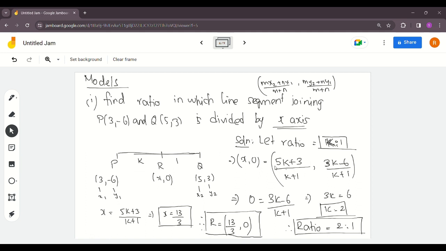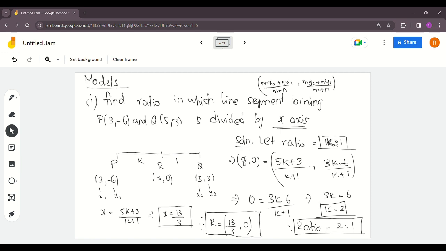So that is nothing but 5k plus 3, because m x2. So 5k plus 3 divided by k plus 1, comma 3k minus 6 divided by k plus 1. So here what we have to do after writing this is, we just have to equate the y coordinate, because y coordinate is 0. So if you equate the y coordinate, it will be very easy for you to find the value of k.